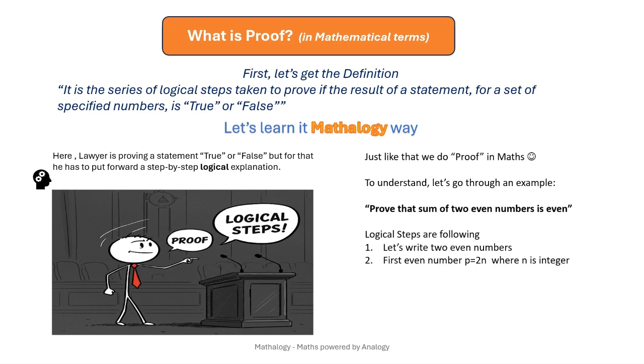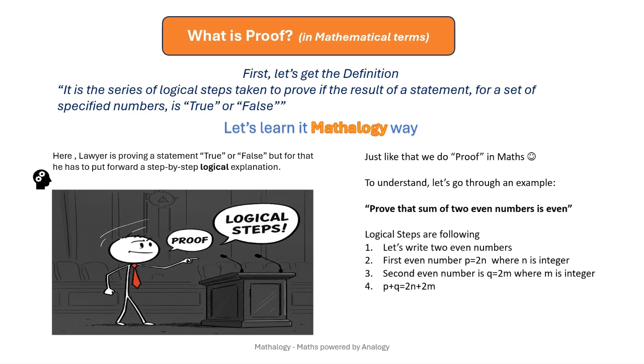First even number, let's assume it is called p, and it is written as 2n, where n is an integer. We have to remember, in proving the logical steps, that we use the proper math statements. So in this case, 2n, which is an even number. Then the second even number: we say q is an even number represented as 2m.